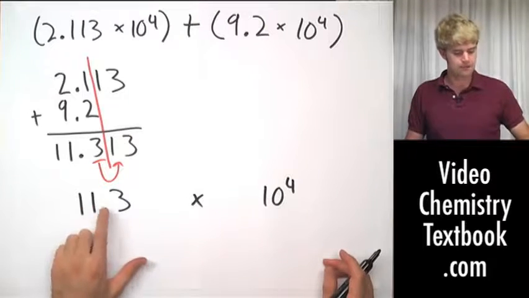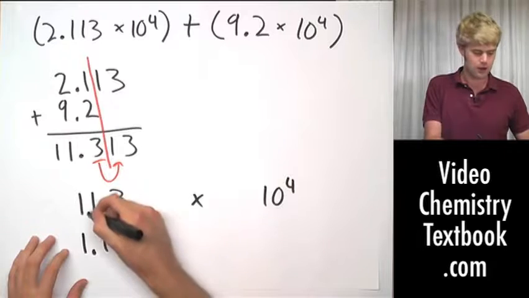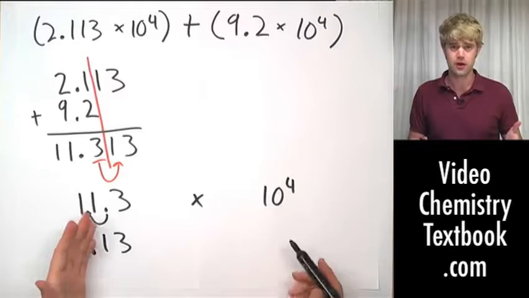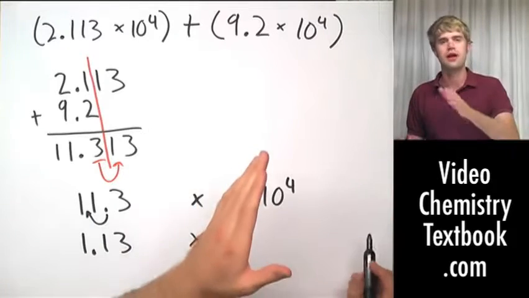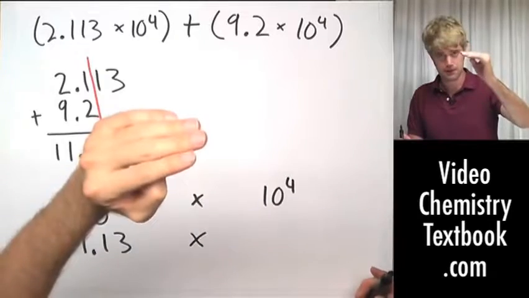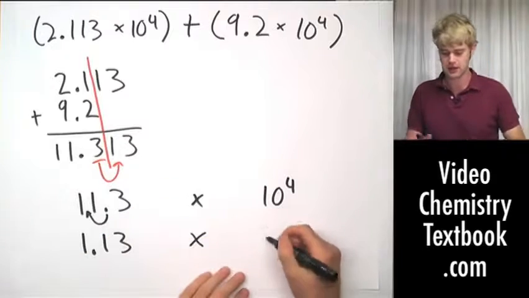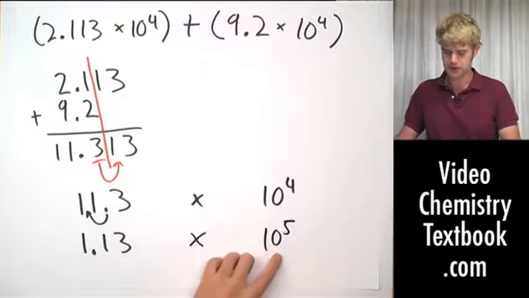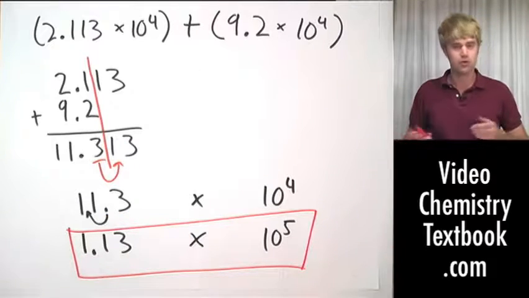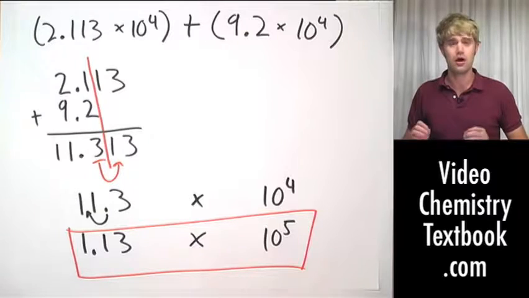So 11.3, I want to change this to 1.13. And in order to do that, I'm going to have to take the decimal place and move it over one spot to the left. Now, when we move a decimal place to the left, it means we take the exponent on 10 and we increase it. In this case, we moved the decimal place one spot over, so we increased 10 to the 4th up by one spot to 10 to the 5th. And now here is my final answer, in correct scientific notation, and rounded to the correct number of significant figures.